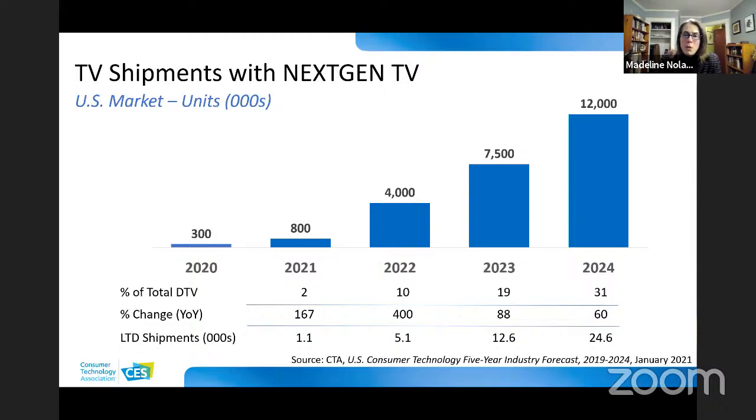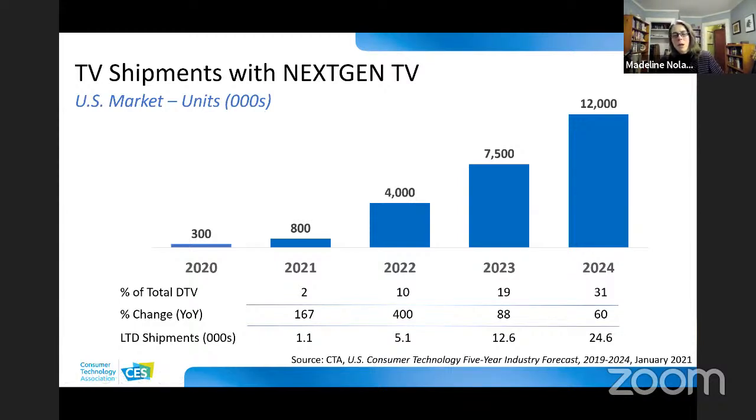And what we see here on the graph is CTA's estimate of how many units of next-gen TV-enabled television sets are going to ship over the course of the next few years. You'll see that we're going to be reaching roughly 12 million around 2024. And when you add these up cumulatively, we're expecting roughly 24 million television sets in the United States in homes that can render next-gen TV.